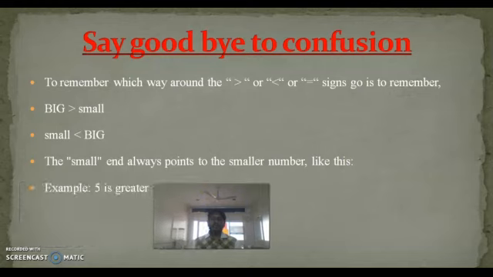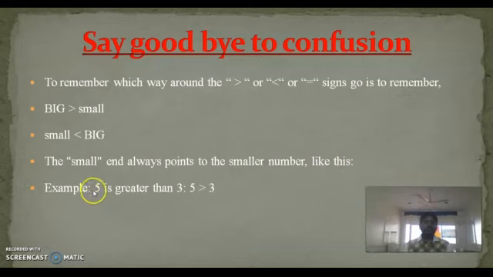Now see some examples. 5 is greater than 3. So here, 5 and 3: which one is smaller? 3 is smaller. So which side should the pointer face? This side. So 5 is greater than 3. Let me show some more examples. 4 is less than 10. So 4 is small, so this pointer looks towards 4. 4 is smaller than 10.